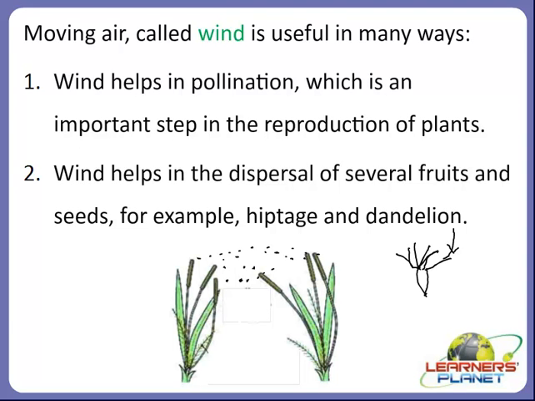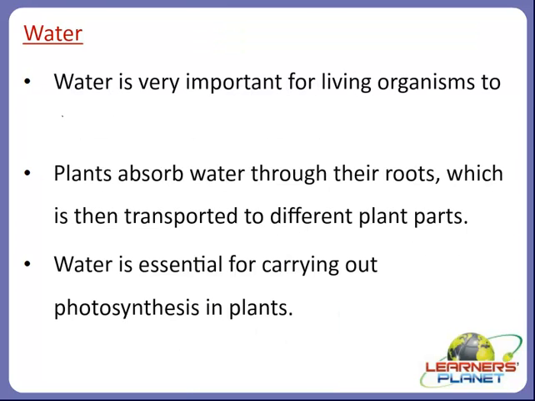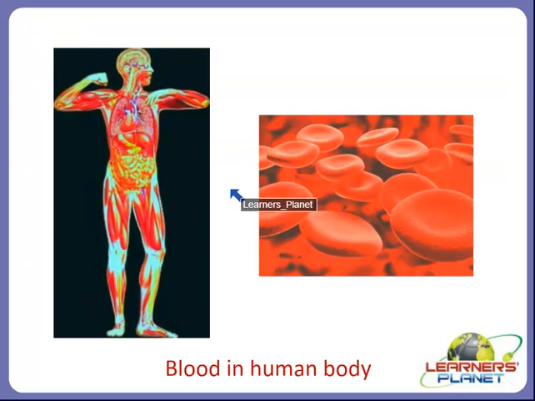So this was all about moving air called wind. Now we will discuss another abiotic component, that is water. Students, water is very important for living organisms to survive. Like plants absorb water through their roots, which is then transported to different plant parts. Water is also essential for carrying out photosynthesis in plants. Even water plays an important role in the human body.